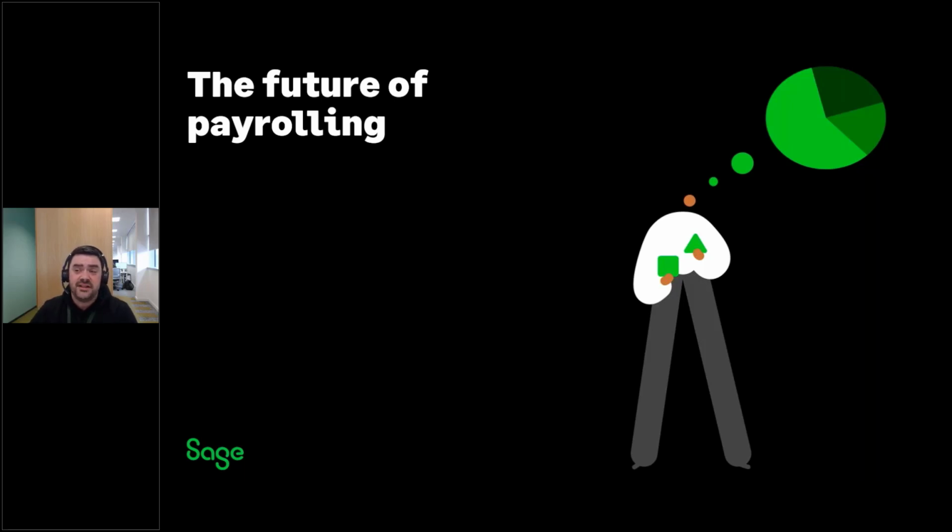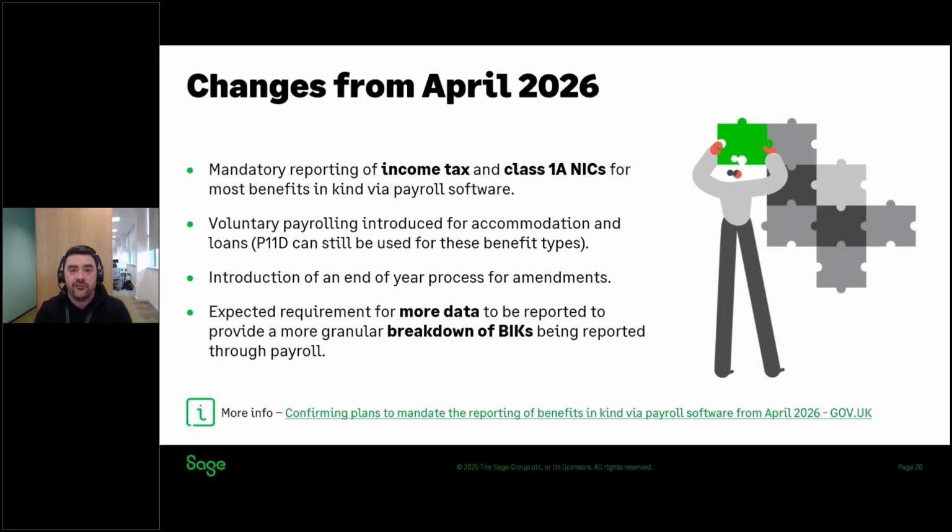So this was confirmed in the autumn budget announcement that the government will be mandating the reporting of income tax and Class 1A national insurance contributions for most benefits in kind via payroll software. We say most benefits because the accommodation and loan benefits can still be reported on a P11D from April 2026, although you will be able to voluntarily payroll those benefit types. They do involve quite complicated calculations, so it'll be interesting to see how that works in practice.